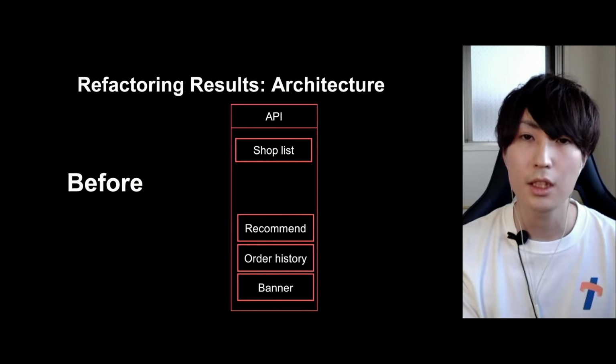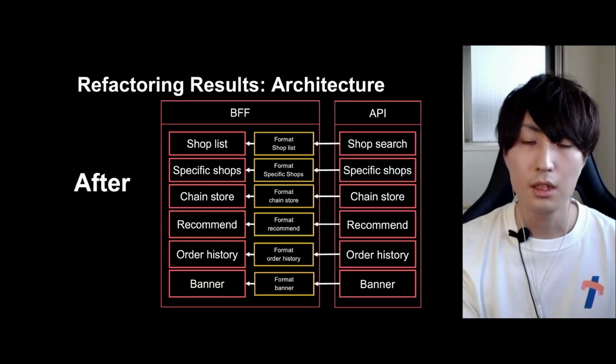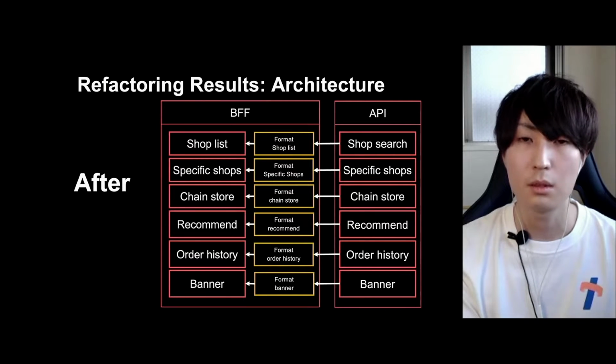First, I'd like to look back at how the backend was modified. It used to consist of 4 APIs like this. After refactoring, the API was properly split, and the shop list API was modified into a paging-enabled API. The BFF now performs the data formatting process, allowing the front to focus on retrieving the data.